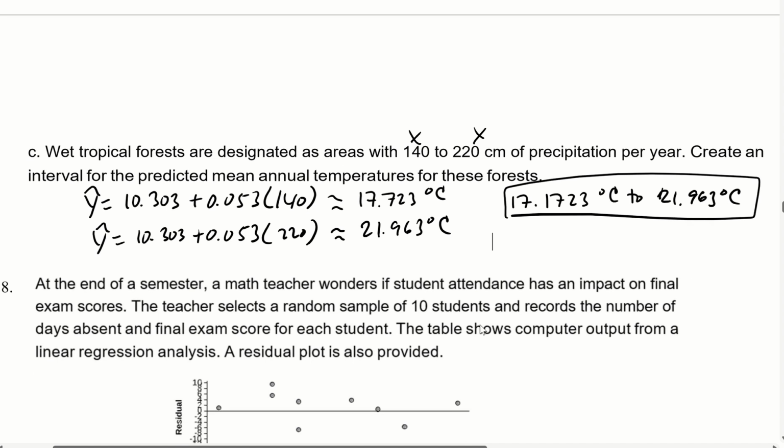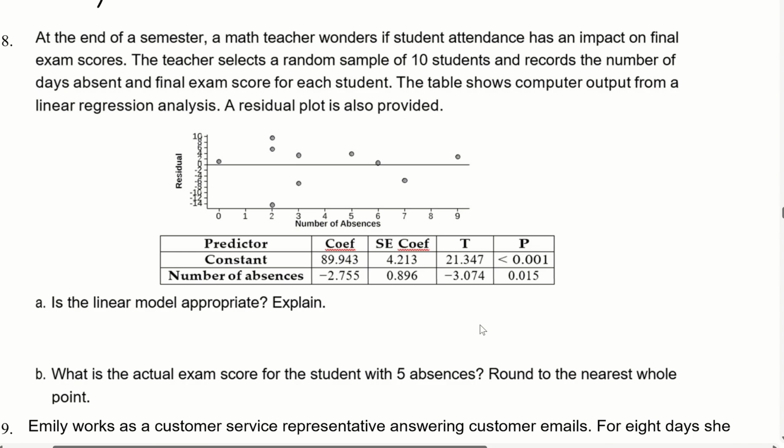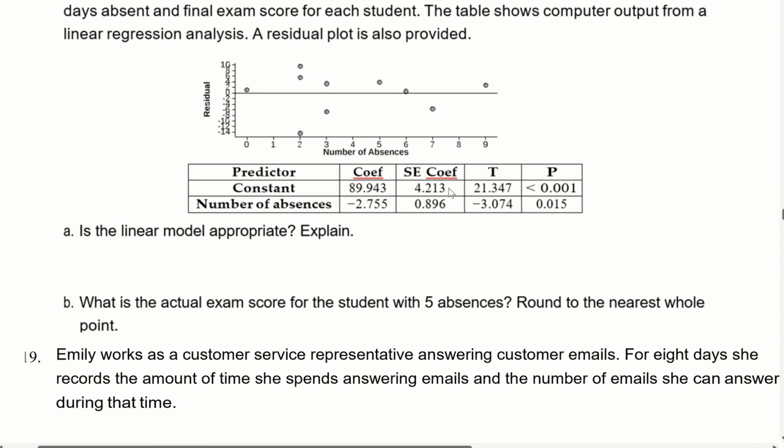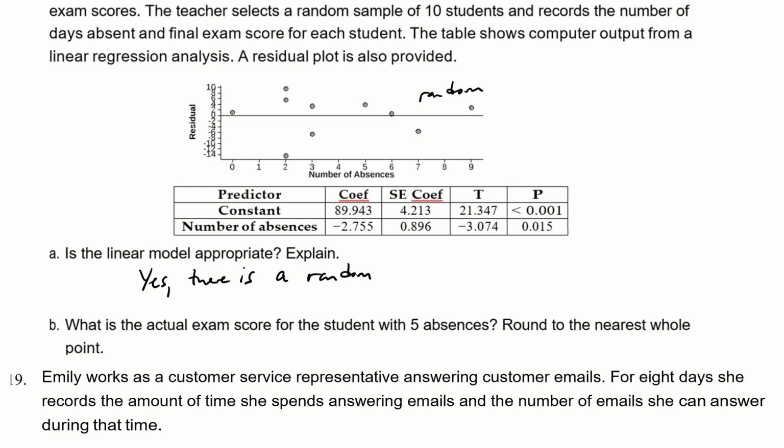Okay, number 8: at the end of a semester, a math teacher wonders if student attendance has an impact. We've seen this before, but this time they give you a residual plot, and they're asking, is the linear model appropriate? Yeah, this does appear to be random. You can see it does appear to have an element of randomness. So I would say yes. There is a random scatter on the residual plot.